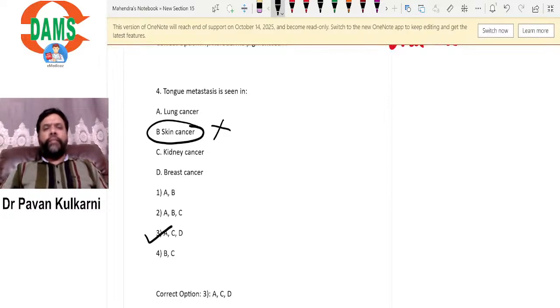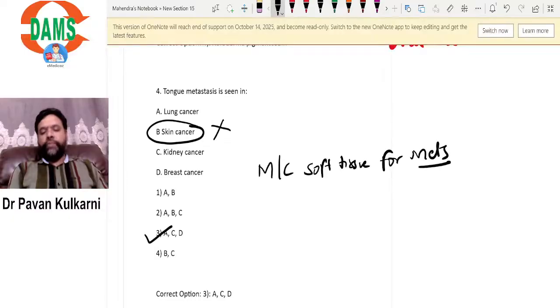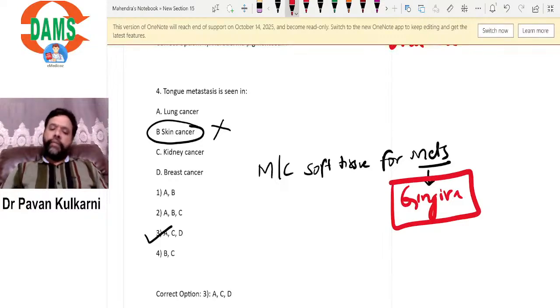Usually you have to remember, whenever we see metastasis, the tongue is not the most common site. The most common soft tissue site for metastasis, or METs, is actually gingiva. It is not the tongue. Why? Because gingiva is always inflamed, so the inflammatory cells there will act as a seed for the deposition of metastatic tumor cells.